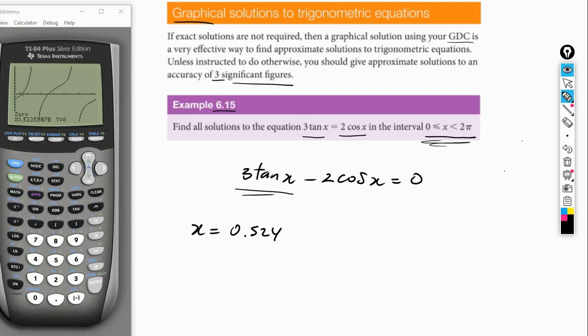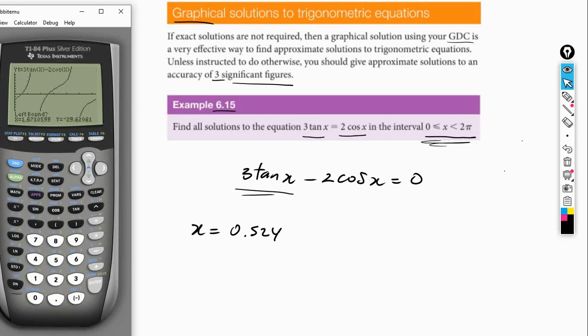So now let's find the second solution. Then again, we go to second, calculate, number 2, zero. And it takes us back to the same point where we left. So now we need to go to the next curve, right? So let's go to the next curve.